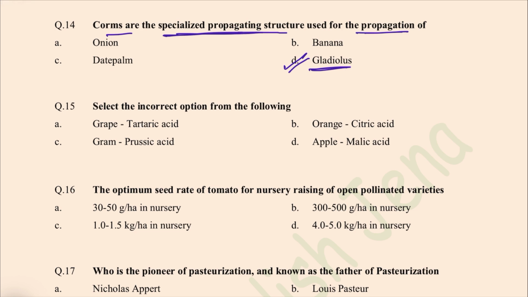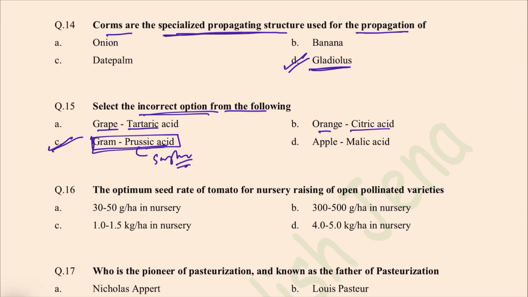Select the incorrect option from the following. Here is gram prussic acid, that will be the incorrect option. See, prussic acid is secreted by the sorghum plant. Whereas grape, here you can find tartaric acid.